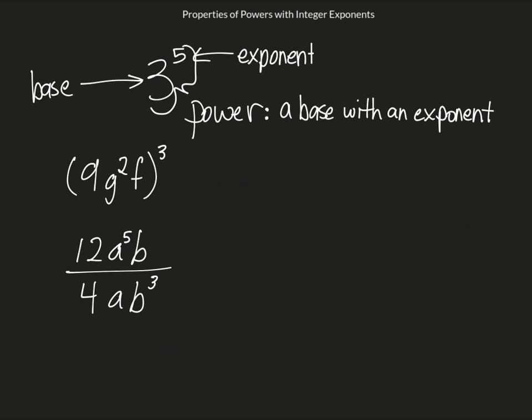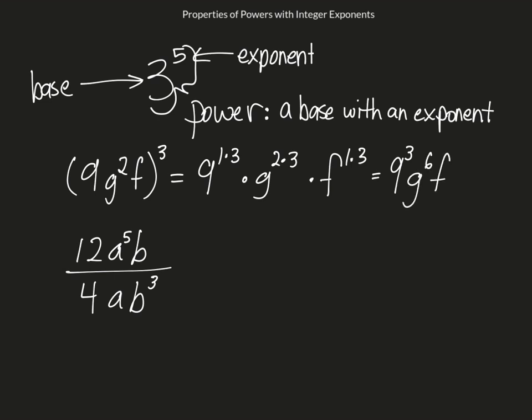So let's try a couple of these. If you want to, you can pause it and try it yourself and then check with me. But this would be 9 to the 1 times 3. I'm showing a middle step that a lot of people will skip over, times g to the 2 times 3, because remember, a power to a power, times f also to the 1 times 3. Well, this equals 9 cubed g to the 6th f cubed.